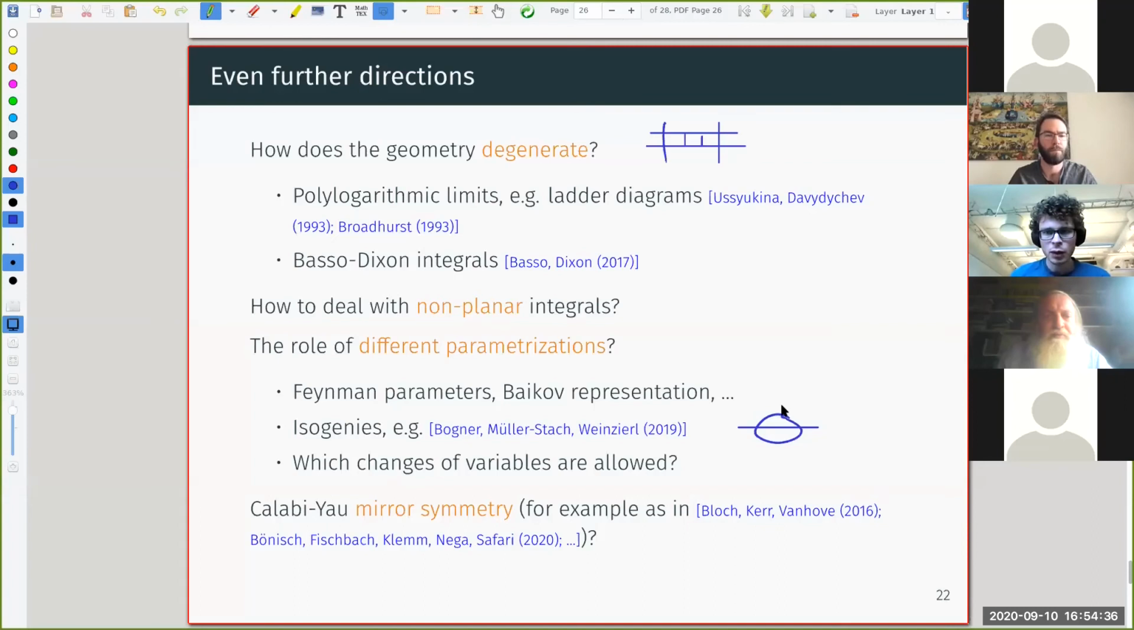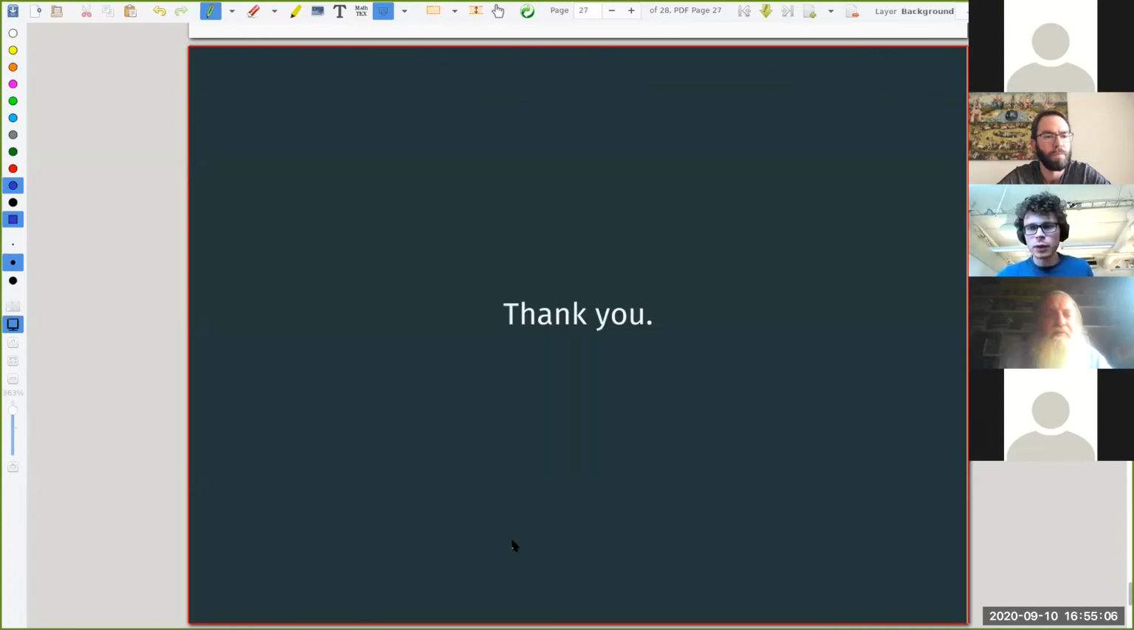Okay, and then another point is, one thing we haven't really used here is this Calabi-Yau mirror symmetry. This has also appeared in the analysis that people do to describe some Calabi-Yau geometry that's associated to Feynman integrals. There have been various papers also here, and I guess maybe even the next talk might also involve that, I don't know. Okay, so that's actually the end, and thank you.